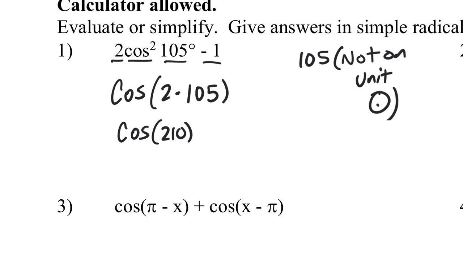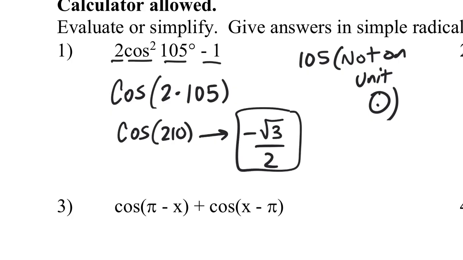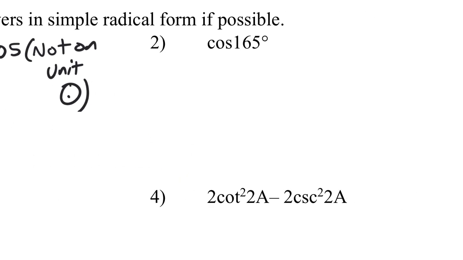210 is on the unit circle. That's going to be 30 degrees past 180. So we can evaluate this directly. It's going to be negative root 3 over 2. I don't think there's necessarily anything here that would make this a calculator problem, but that's just where this one ended up. All right, let's look at number 2.